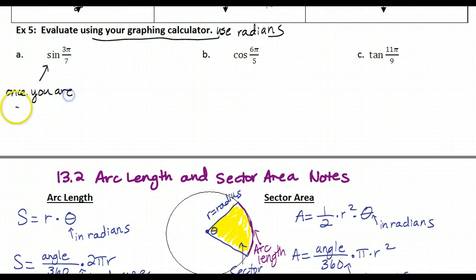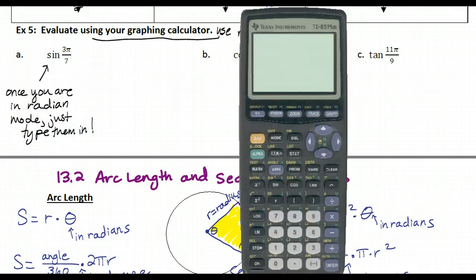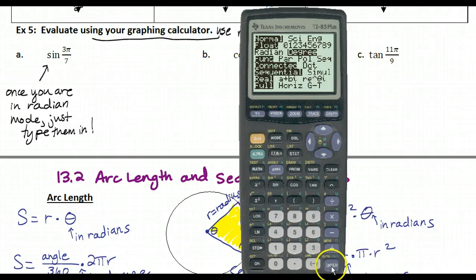Once you are in radian mode, just type them in. And now review from 13.1. If you don't remember how to change your calculator mode, the mode key is right here, right next to the second key. And just make note in your mind that you're in radian mode right now, so that when you go back and try to do other problems from 13.1, you don't get the wrong answer.